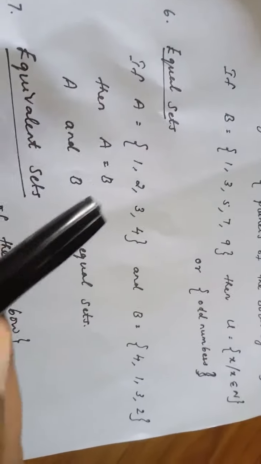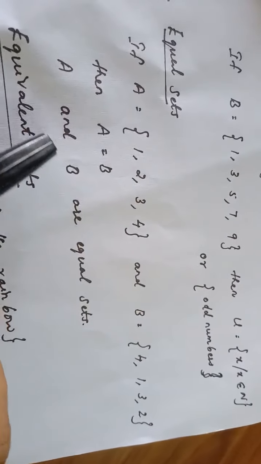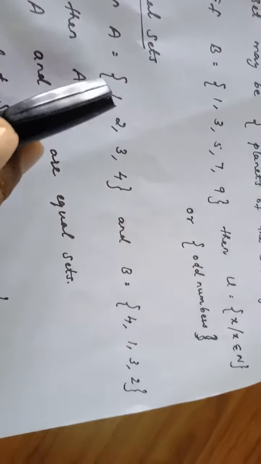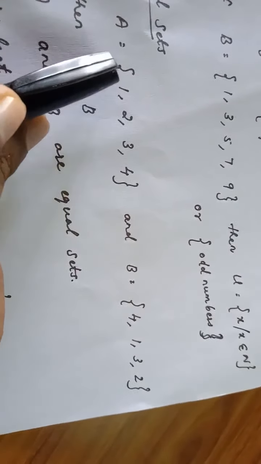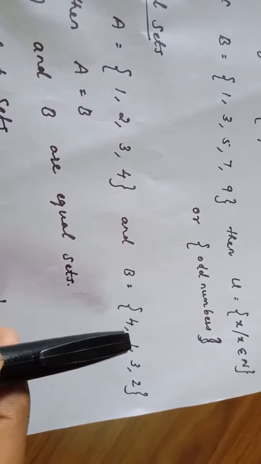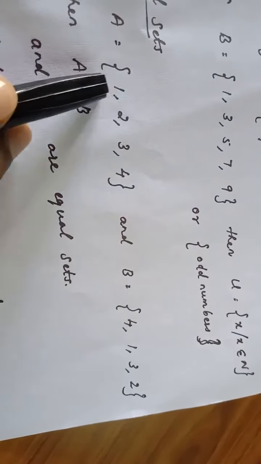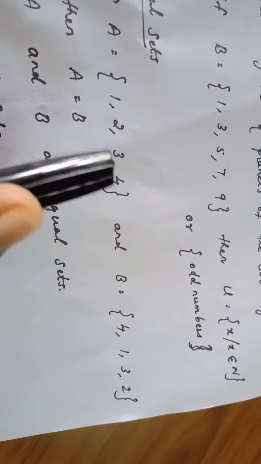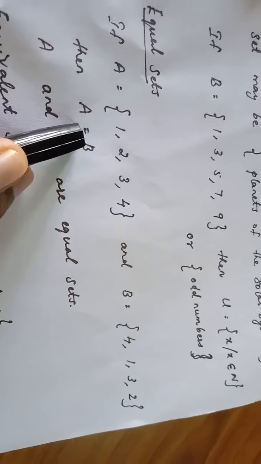So now if you write A is equal to B, then we can say that A and B are equal sets. Because here we can see that in this example A and B both the sets have same elements. Here we have 1, 2, 3, 4. Here we have 4, 1, 3, 2. So both have same elements and then they are said to be equal sets.